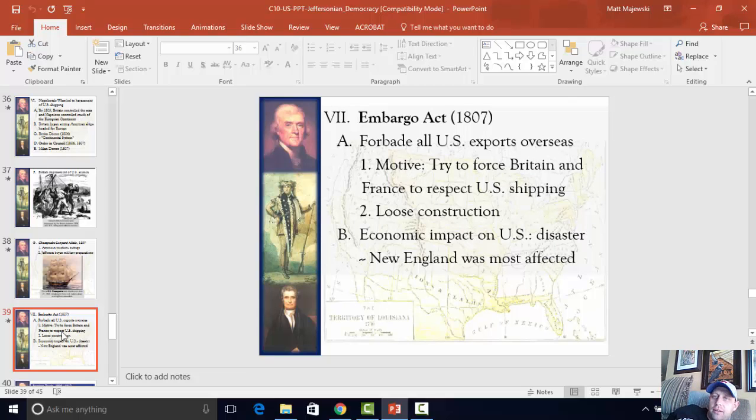It's the Embargo Act of 1807. What he says is, hey, we're not going to trade anymore with anybody overseas. We're going to stop exporting goods to everybody. That doesn't make a lot of sense when you stop and think about it. That's going to kill your economy, and he knows that, if you intentionally cut off all trade with the rest of the world.